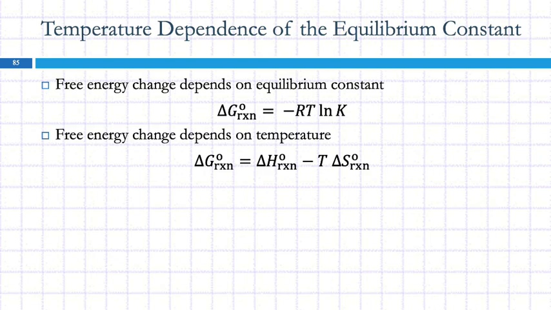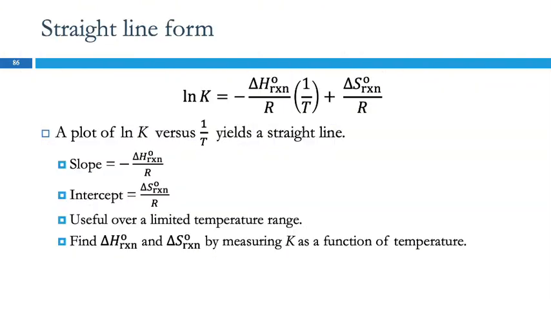So we just saw how the free energy change depends on the equilibrium constant. And we've also seen how the free energy change depends on temperature. And we know from doing experiments that the equilibrium constant is also changing with temperature. So we can combine those two equations and make a linear form, and that ends up being this: the natural log of K is equal to negative delta H over R times 1 over T plus delta S over R.